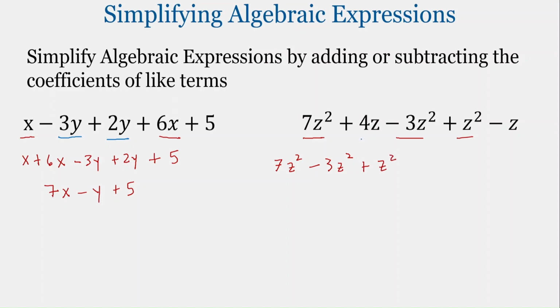For z to the first power, we have that 4z and minus z, or negative z. So we have plus 4z minus z. So we've got them grouped. Now we can combine these like terms by adding or subtracting the coefficients. So 7 minus 3, it's going to give us 4z squared plus z squared plus 4z minus z. And then 4z squared plus 1z squared, that's 5z squared. Plus, and then 4z minus z is 3z.